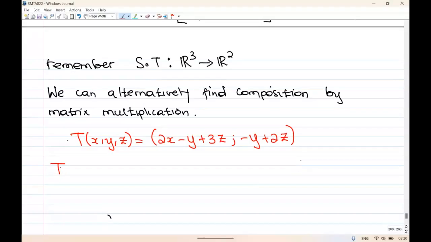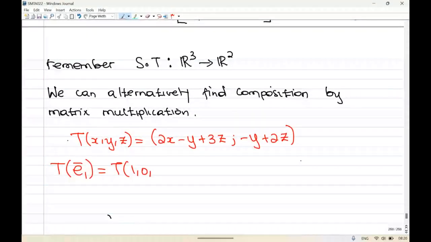You are going to have the transformation of E1, which is the same as the transformation of 1, 0, 0. What is going to be our answer there, colleagues? Please talk to me. Or maybe I'm offline, I don't know. 2 and 0.